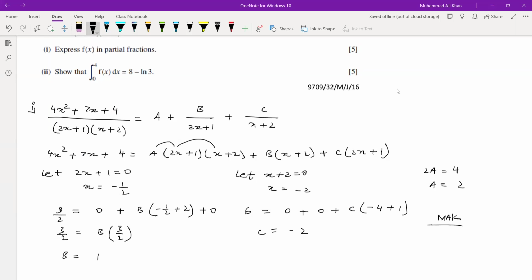Are you clear? We calculated the values of a, b, and c. Any confusion? We are not doing the second part because it's a pure question of integration. We'll do it after the topic of integration.